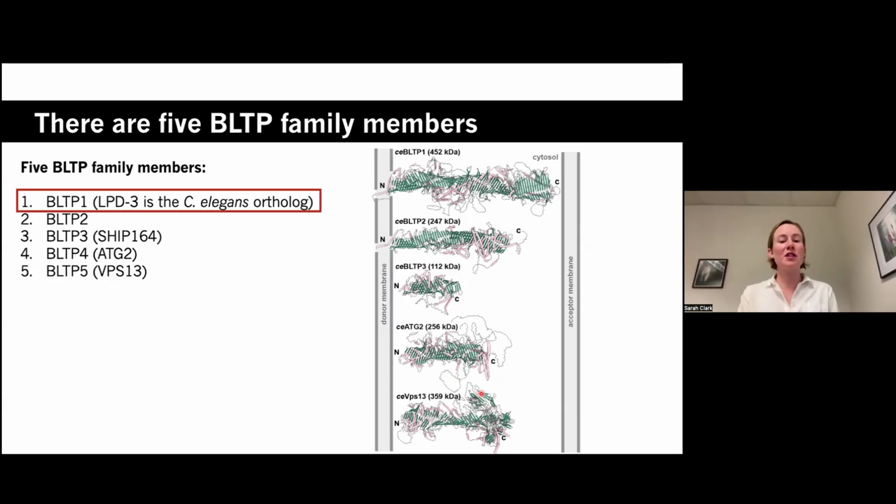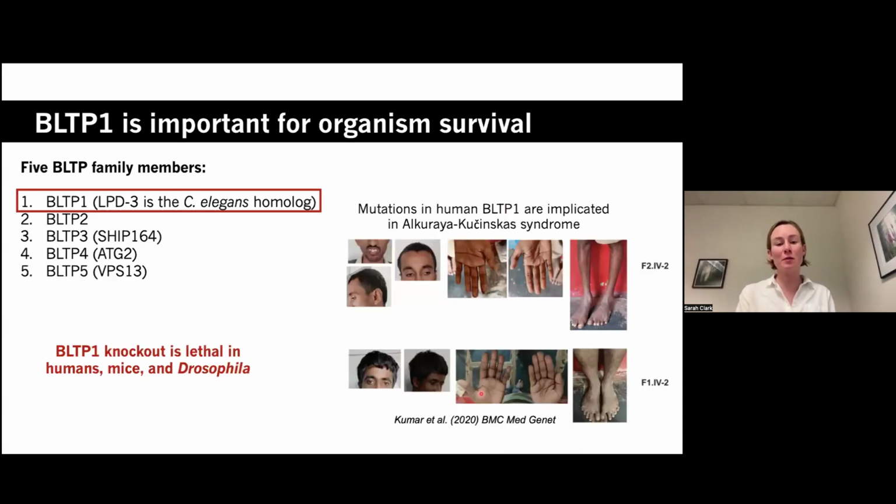So this is the protein that we are studying. Our primary objective in approaching this project was to understand how BLTP1 transports lipids. Because that's something that's unknown: how it's physically moving lipids from one membrane to another membrane. What's the mechanism? And that's also important because BLTP1 is essential for organism survival. If you knock out BLTP1 in humans, mice, or Drosophila, they die.